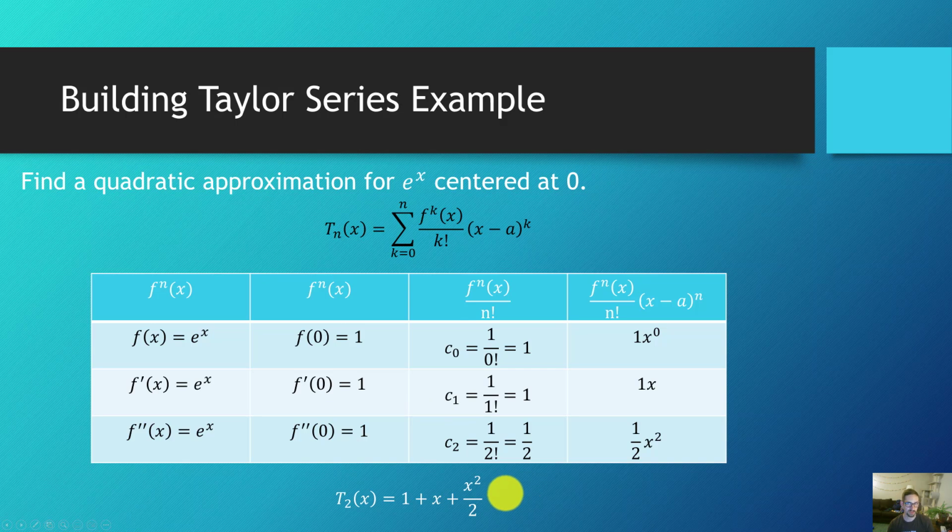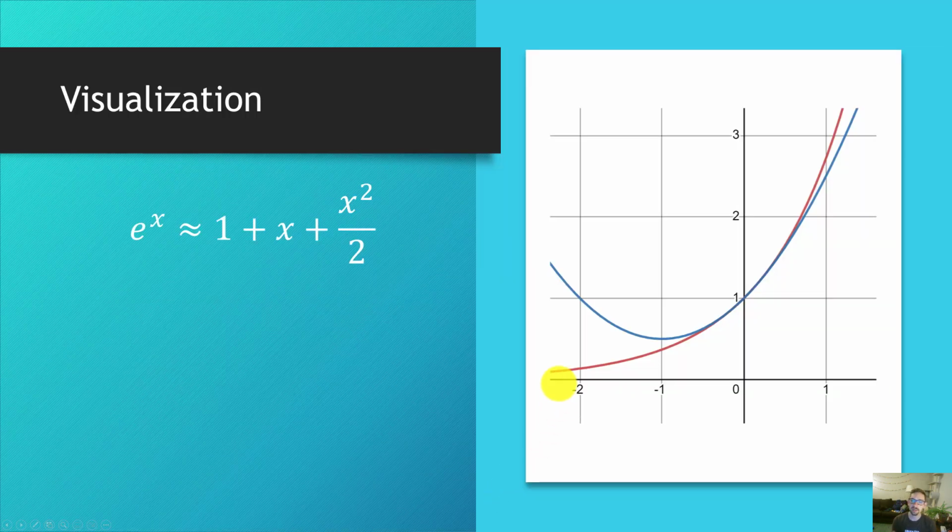And let's get a visual representation of this. In red is our e to the x, and blue is the quadratic function that approximates this. And again, at 0, they have exactly the same value. And then the farther we go away from that in either direction, the worse the approximation gets.